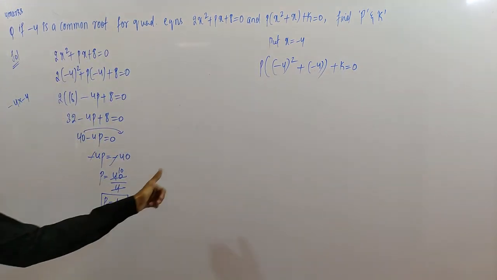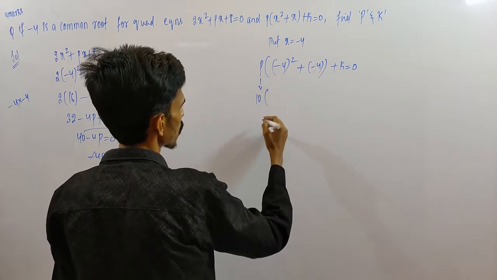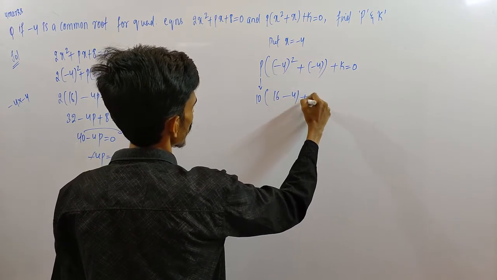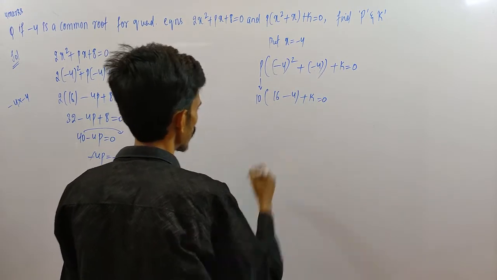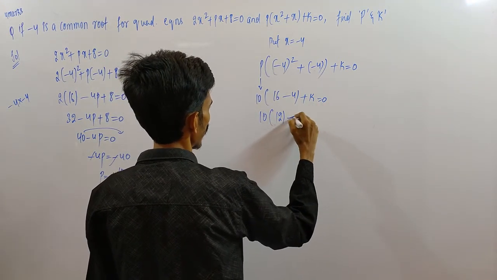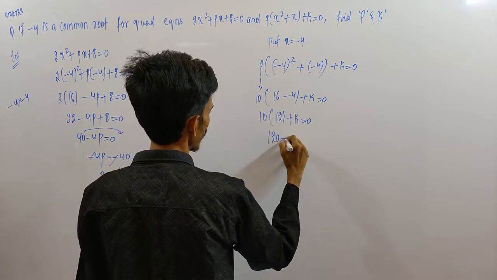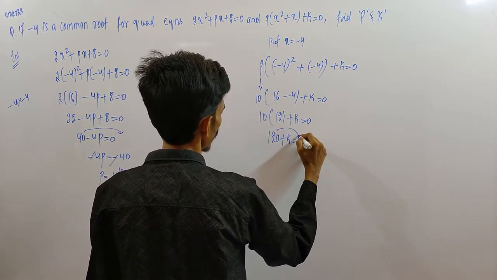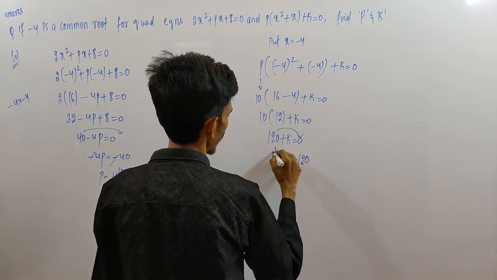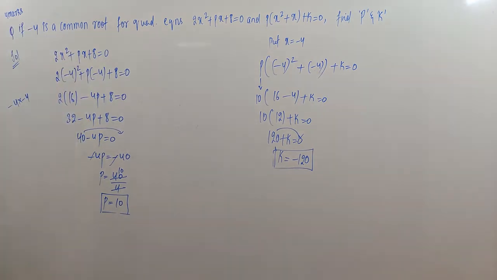Now we have p value as 10. So put p value as 10 into (−4)², 16, plus into minus, minus 4, plus k equal to 0. 16 minus 4, we have 12, so 10(12) plus k equal to 0. 10 into 12, we have 120 plus k equal to 0. Take it to the other side, we have k as minus 120. So these are the values.